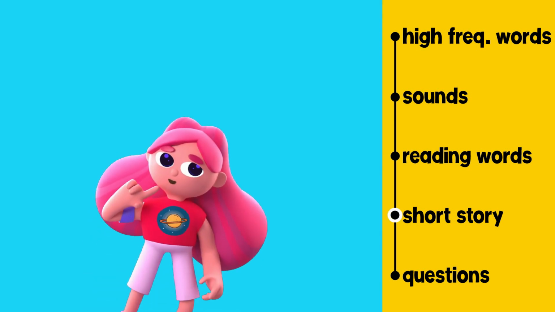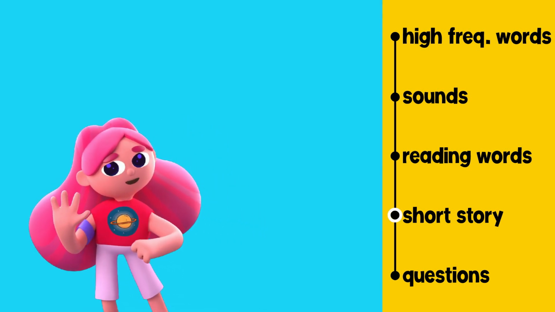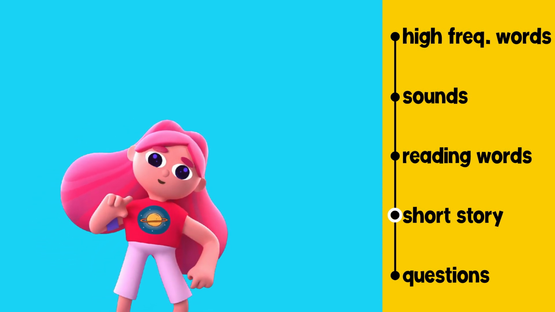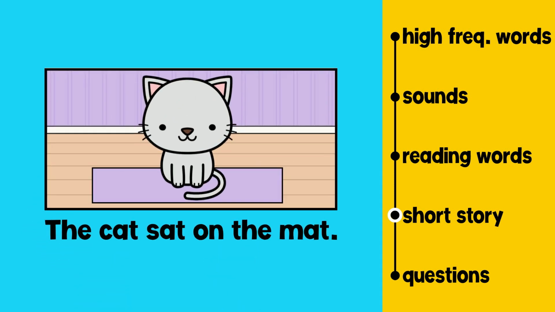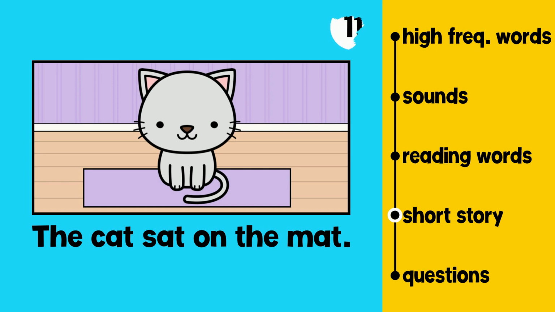Now that we've reviewed our high-frequency words and our reading words, it's time to read our very short story. Go ahead and give it a try. Now that you've had a chance to read it on your own, let's read it together. The cat sat on the mat.